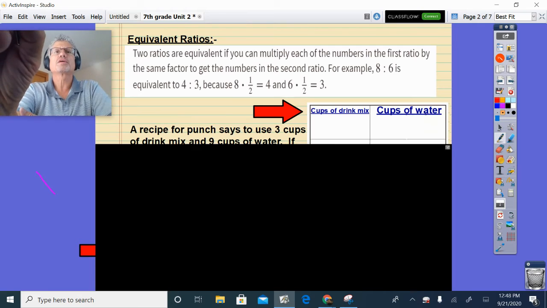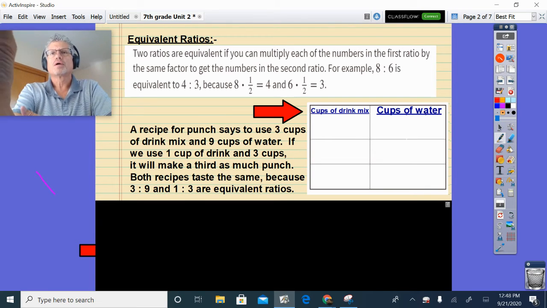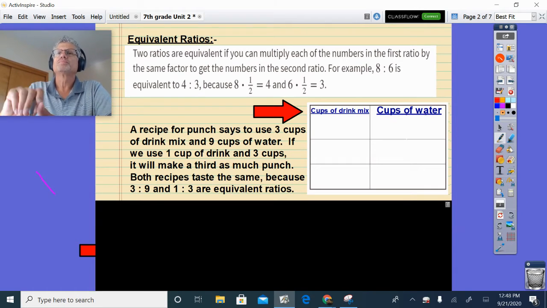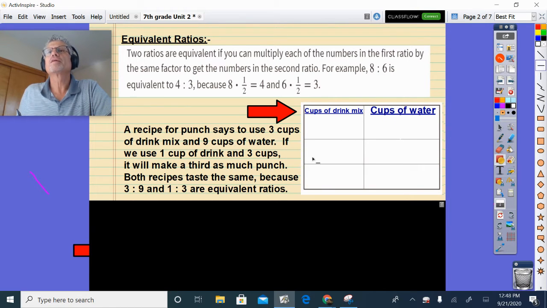So first we're going to do the tables. And so again, please write this down. You see the red arrow? So you'll have two columns with three rows and one heading row right here. So I'll put a little line right there. So you have cups of drink mix and cups of water. I'm going to put a line right there just to make it a little easier for me to see it.